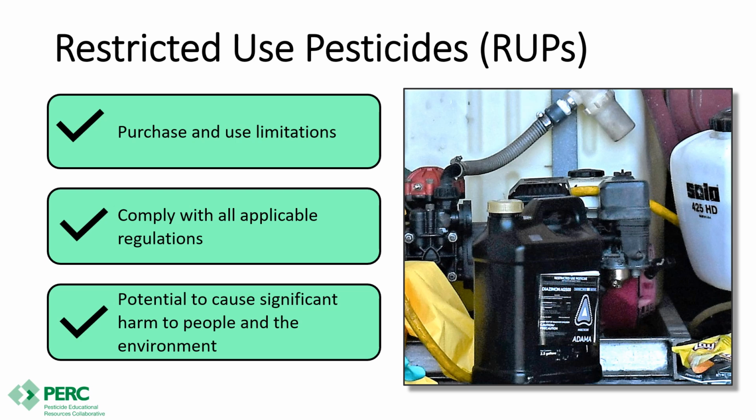There are no federal requirements for users to be certified to use general-use pesticides. However, some states, including North Carolina, do require that commercial applicators and public operators be certified and licensed to apply general-use pesticides to the property of another.